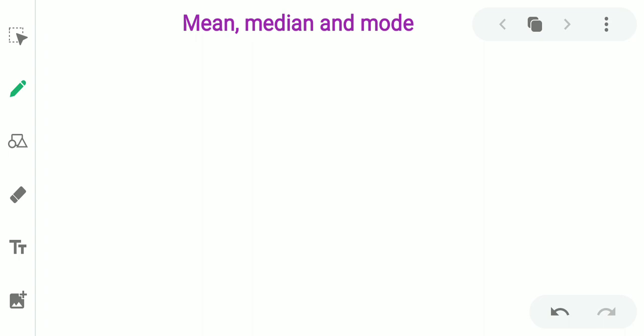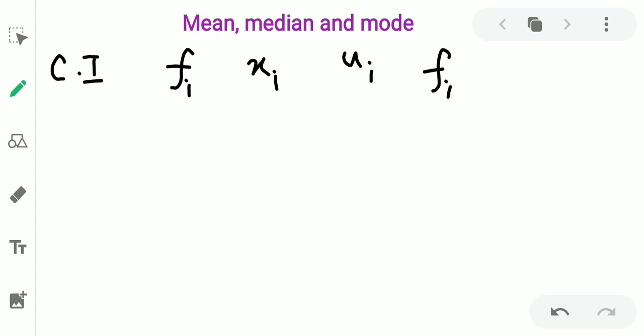Here they have given the class size Ci, and next the frequency. First I want to do the mean. I'm going to do this problem using the step deviation method. So I'm writing down xi, I need ui, and next fi, and fi ui.